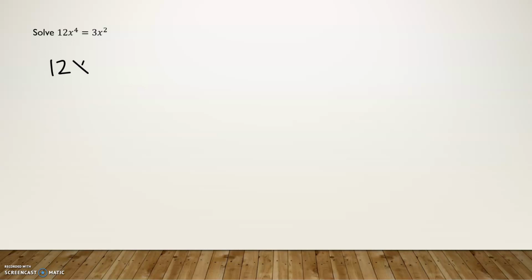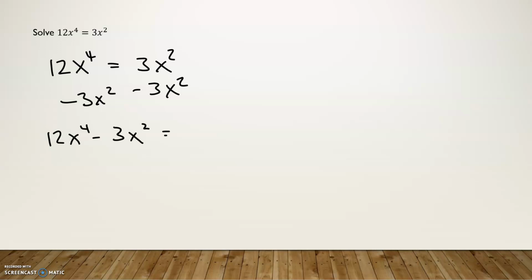So first off, what I would do is move the 3x squared over to the other side. So number one, I could set it equal to 0. And number two, I'm going to try to factor out as many x values as I can. So I get 12x to the fourth minus 3x squared is equal to 0. Looks like I can factor out a 3 out of both of them and an x squared. So I'm left with 4x squared minus 1 is equal to 0.